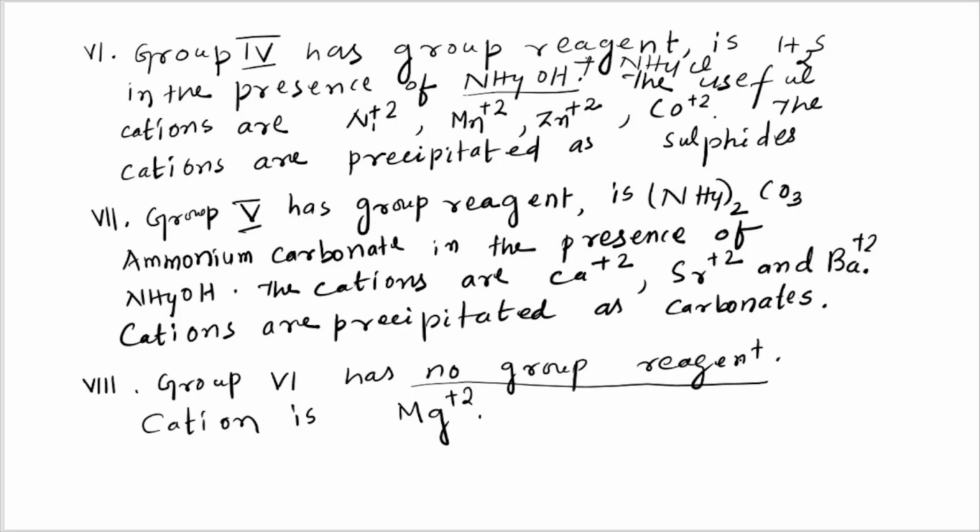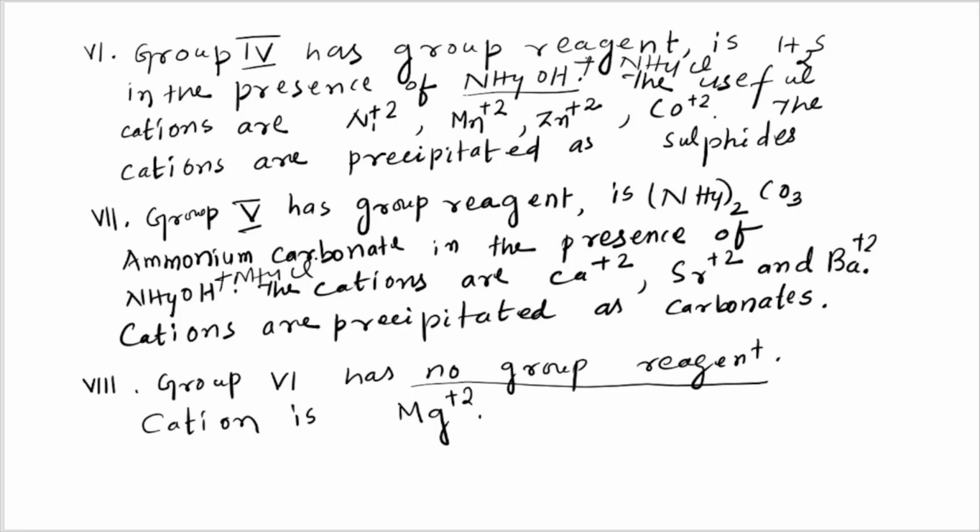Here you can observe group 5 has the reagent ammonium carbonate, ammonium hydroxide, and also ammonium chloride. Here you will take NH4Cl also. So now, in total, how many groups are there? 7 groups. 0 group has no reagent.